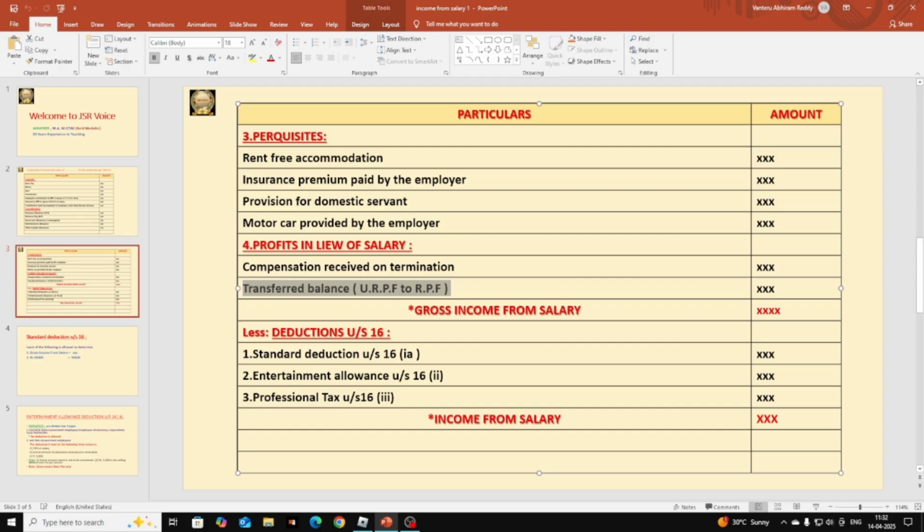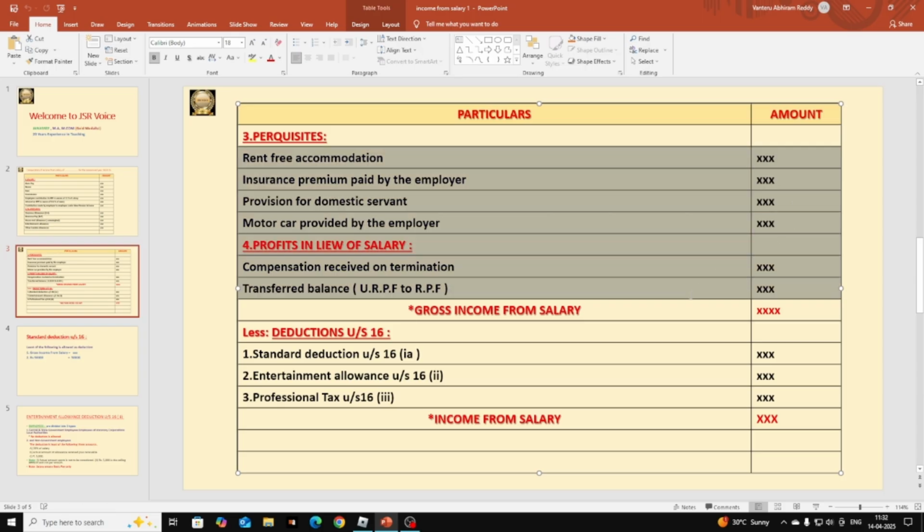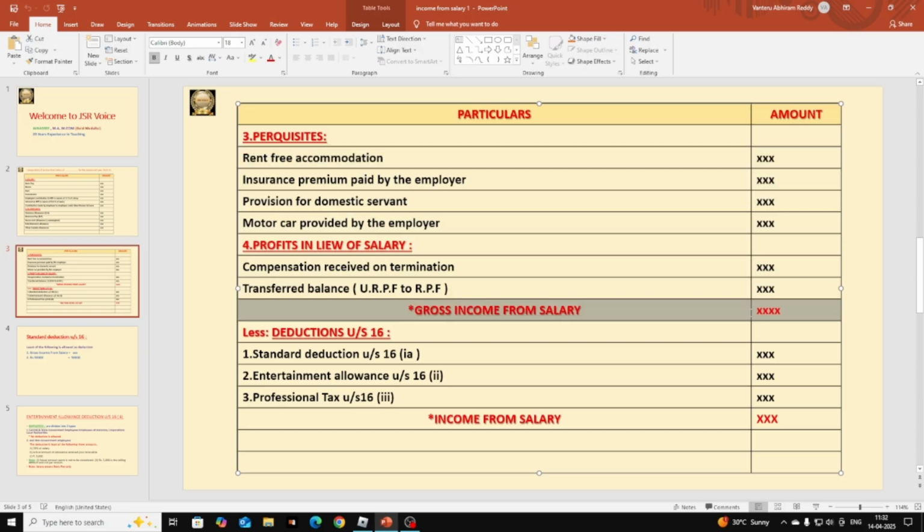But in most of the cases you don't get any item in any question. So if you don't have any item that is going to appear in profits in lieu of salary, then you put dash and dash in the solution. Next, if you add all the four heads amounts, you will get one value that is known as gross income from salary. You have recorded all four heads: salary, allowances, perquisites, profits in lieu of salary, and these all amounts you should add. You get one value that is known as gross income from salary.